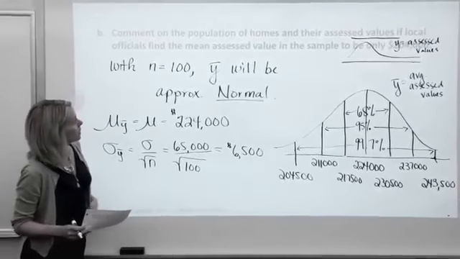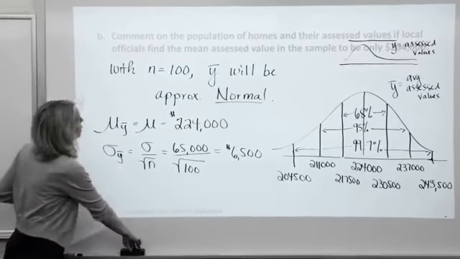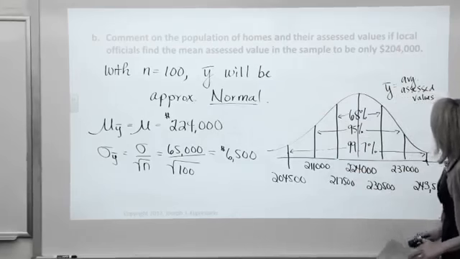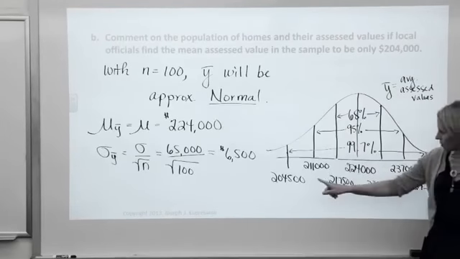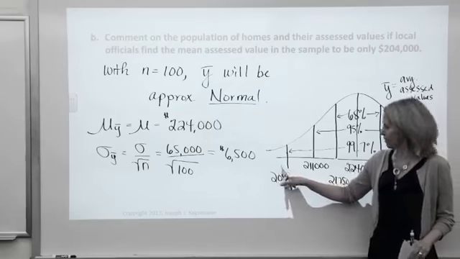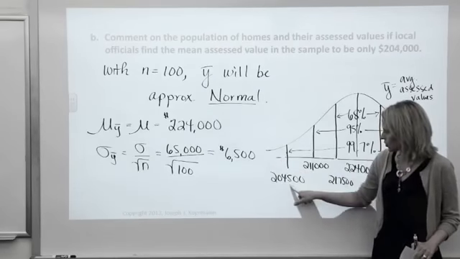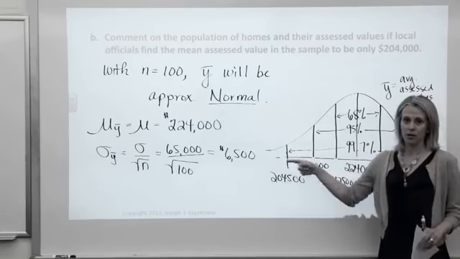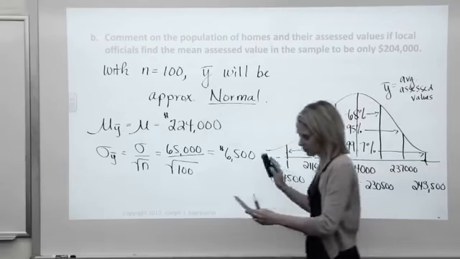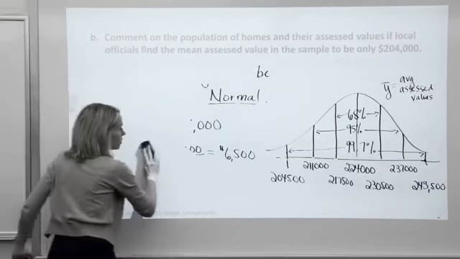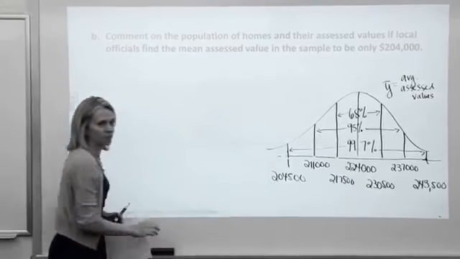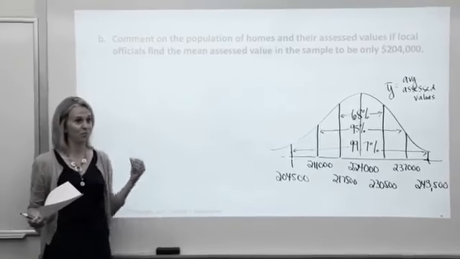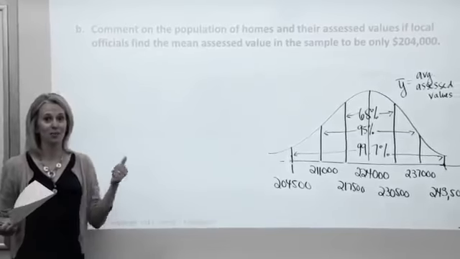All right, comment on the population of homes and their assessed values. If local officials find the assessed value in the sample to be only 204,000. So if I keep my picture up here for a second, look and see where that is. If you were to get a sample of 100 homes that only has an assessed value of 204,000, that's more than 1, 2, 3. That's even more than 3 standard deviations below the mean. Let's investigate that a little bit further. We could even say how many standard deviations that is away from the mean, right? If you want to know how many standard deviations an observation is away from the mean, that should sort of ring a bell, and there should be a word right on the tip of your tongue. Hopefully it's z-score.